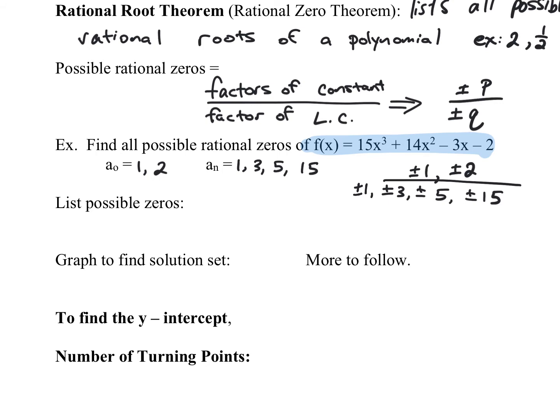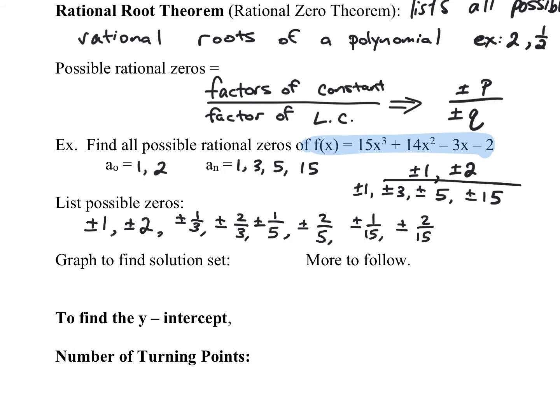So all the possible zeros written out in a list here: it could be plus or minus 1, it could be plus or minus 2. It could be plus or minus 1/3. It could be plus or minus 2/3. It could be plus or minus 1/5. It could be plus or minus 2/5. It could be plus or minus 1/15, and it could be plus or minus 2/15. These are all the possible factors of this polynomial that we could see on a graph.